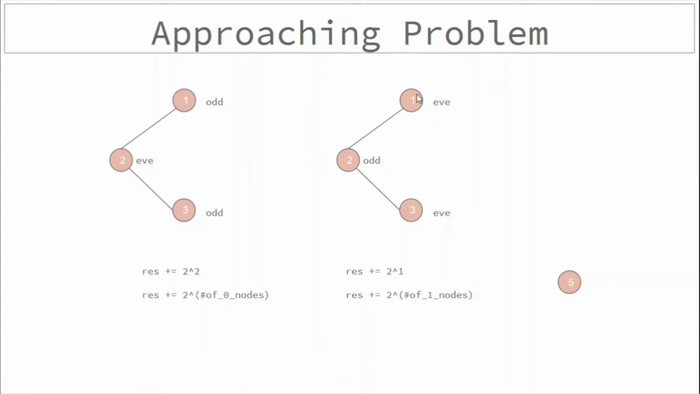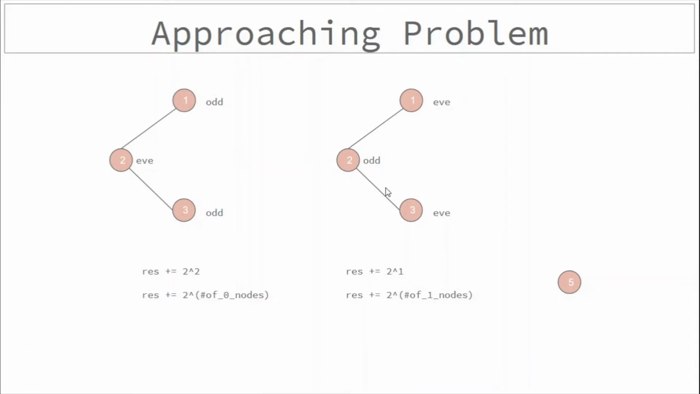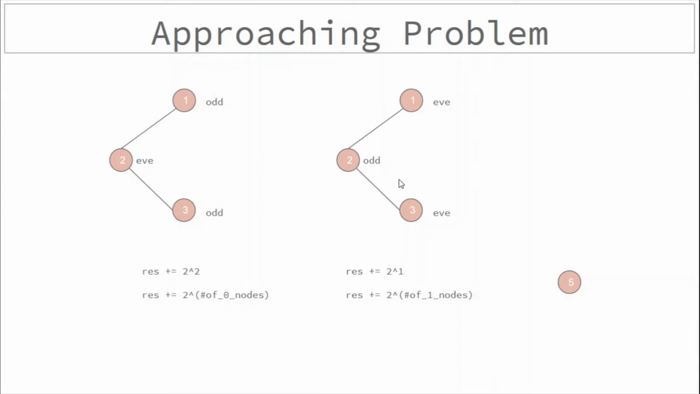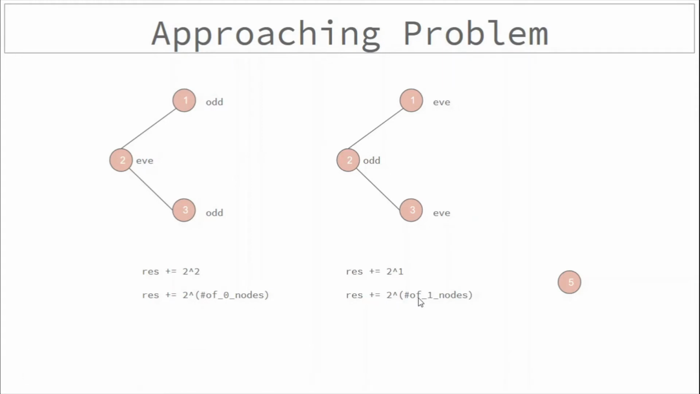Now this graph, since there is only 1 node, would be contributing 2 raised to power 1, because there is one odd parity node and each node can be filled in 2 different ways. That is why 2 raised to power 1, because there is only 1 node. So the total number of configurations that each connected component contributes to the final result is 2 raised to power number of 0 nodes plus 2 raised to power number of 1 nodes.